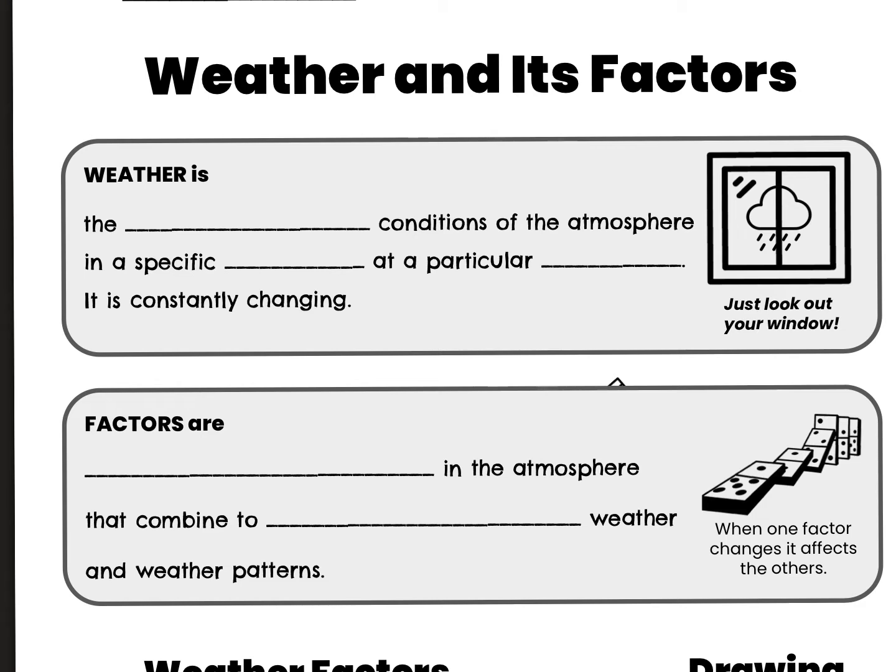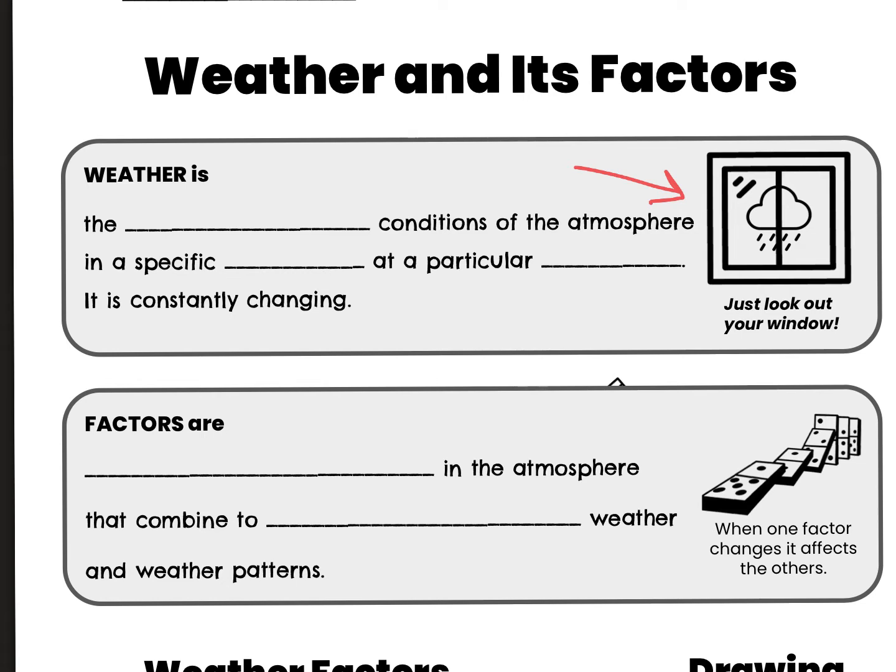Weather is the current conditions of the atmosphere in a specific location at a particular time. It is constantly changing. One way to remember what weather is simply just to look out the window. Whatever's going on outside the window at that particular time is the weather. You may come back and look out your window an hour later, and it might be something totally different going on, especially because we live in Michigan, right?